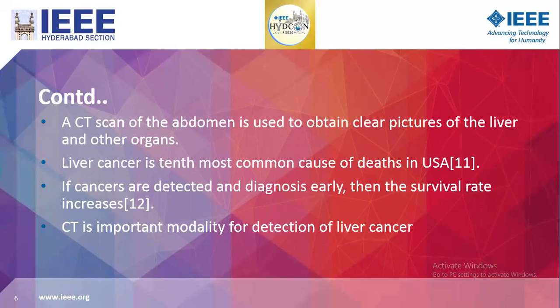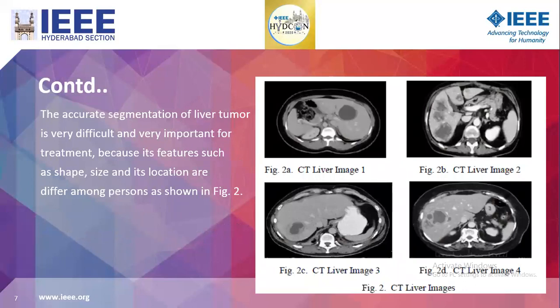Liver cancer is the 10th most common cause of death in the USA. If cancers are detected and diagnosed early, then the survival rate increases. CT is an important modality for detection of liver cancer. Accurate segmentation of a liver tumor is very difficult and very important for treatment because its features such as shape, size, and location differ among persons, as shown in the figure.